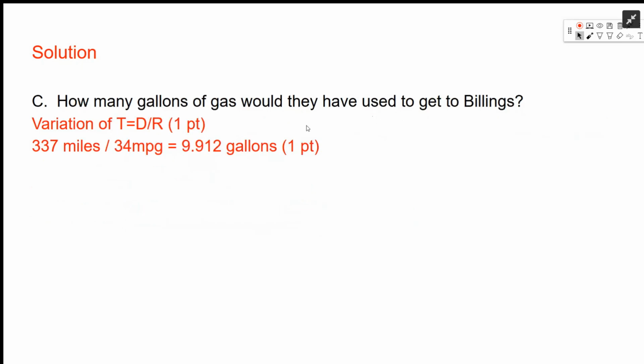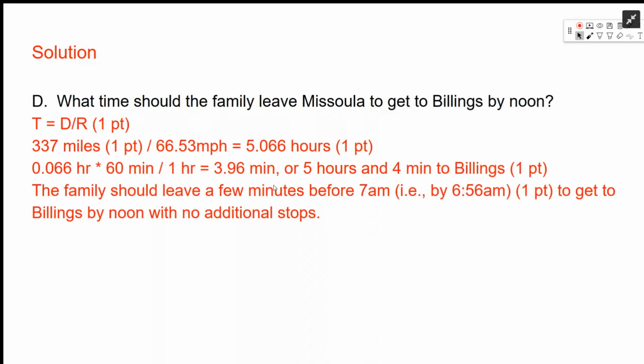The next part, C, how many gallons of gas would they have used to get to Billings? This is a variation of our time equals distance divided by rate. So to find the time, we're looking for the distance of 337 miles divided by the rate of 34 miles per gallon, which equals 9.912 gallons to get to Billings.